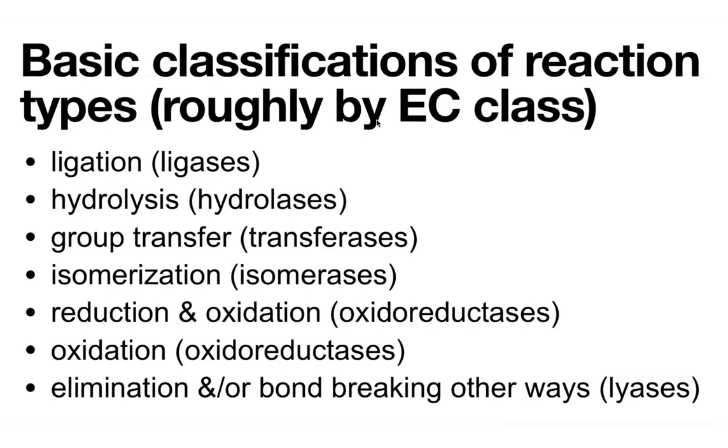And these are the main types of changes that I want you to be able to identify. They're roughly classified by their enzyme commission classification, and I'll talk more about this in a minute. But these basic types are ligation, which is joining things together with the help of ATP; hydrolysis, so we're breaking things with the help of water; transferring groups; isomerization, so switching around the order of things; redox; and elimination and bond breaking in other ways. So we'll talk about lyases.